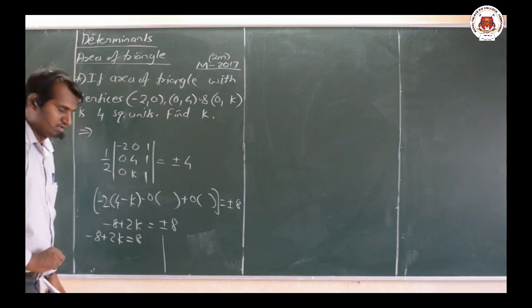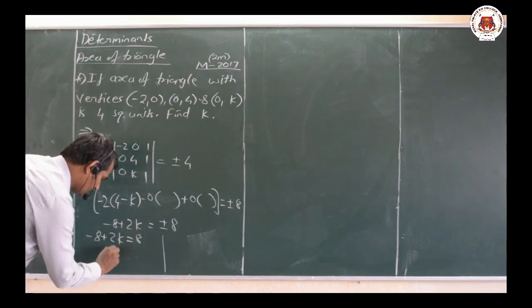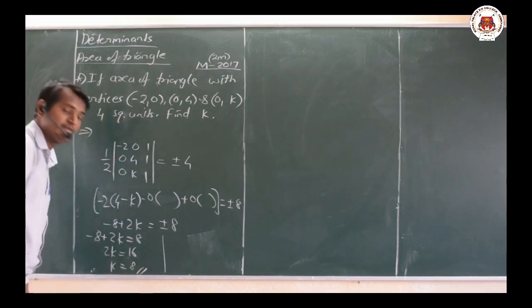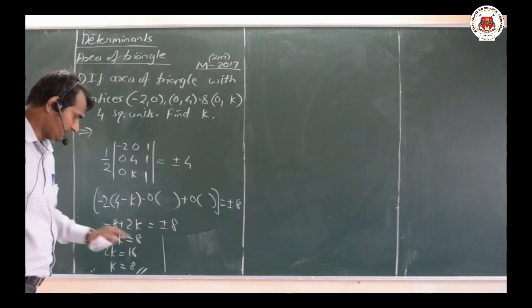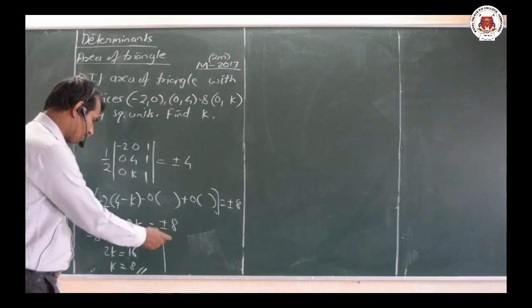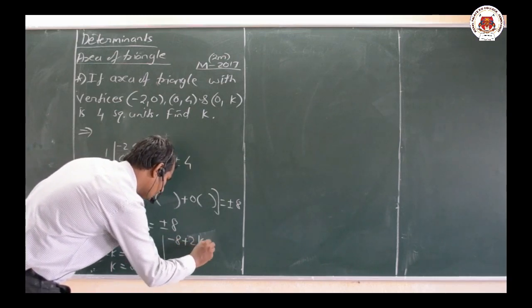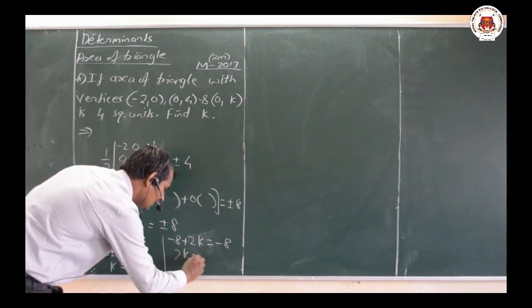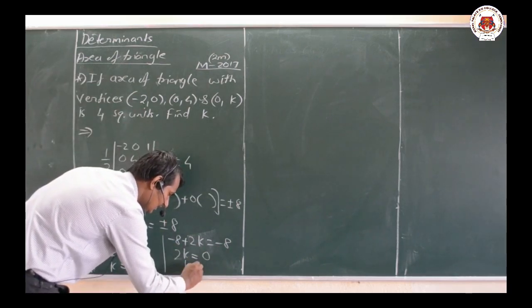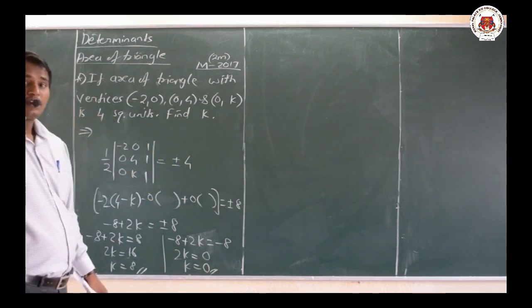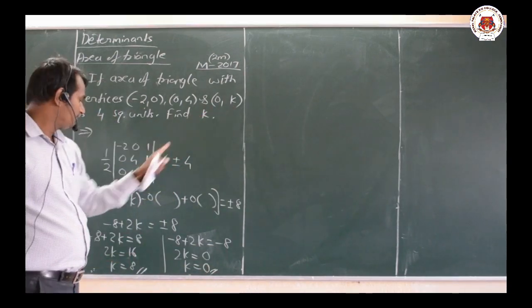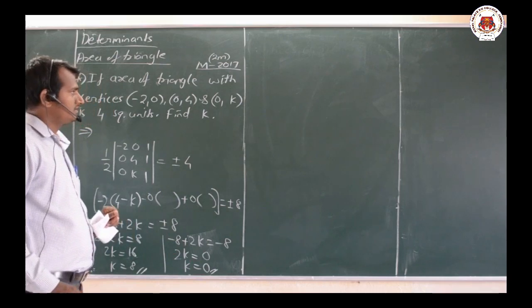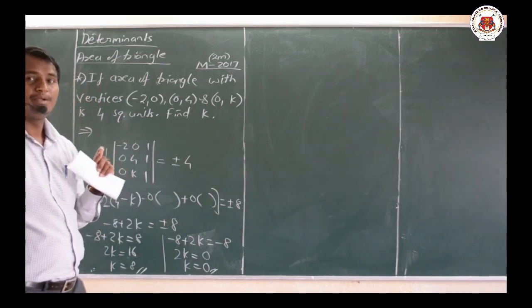Taking that to the other side, 2k equals 8 plus 8, that is 16, so the k value will be 8. That is for plus 8. Next, for minus 8, that is minus 8 plus 2k equal to minus 8, so 2k equals 0, and k is 0. Hence, the k value in this problem can be either 8 or 0. Friends, this was a very simple problem and yet important also.